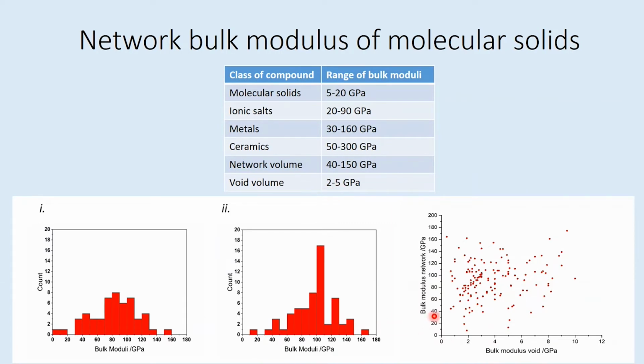And if we compare bulk modulus of networks and voids, we see this horrible swarm of bees. And so the inference here is no matter how strong the intermolecular interactions within a compound, or how strong the network volume is, the way it uses void space at elevated pressure seems to be sort of continuous across all these structures. So that's quite an interesting thing to come out, I think.